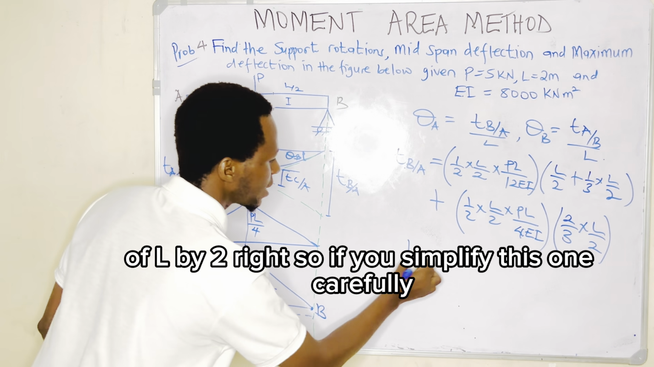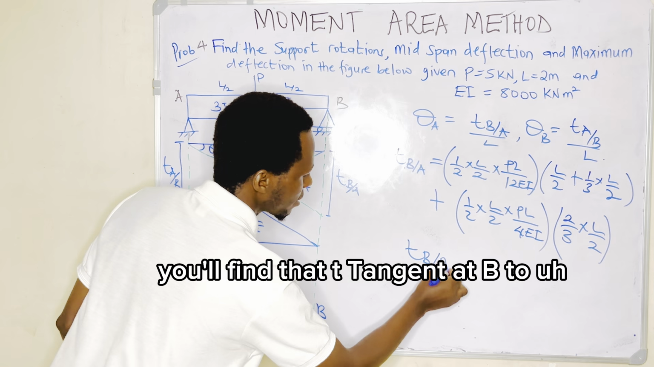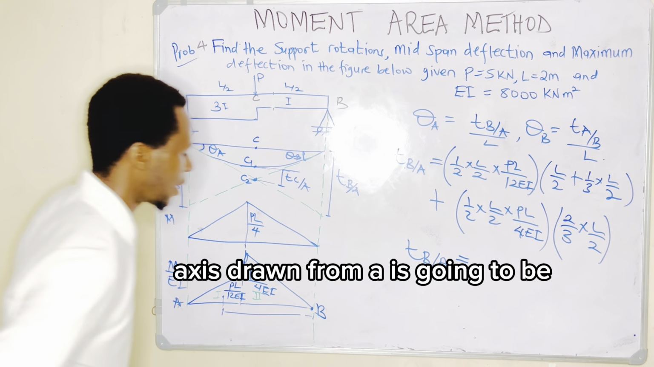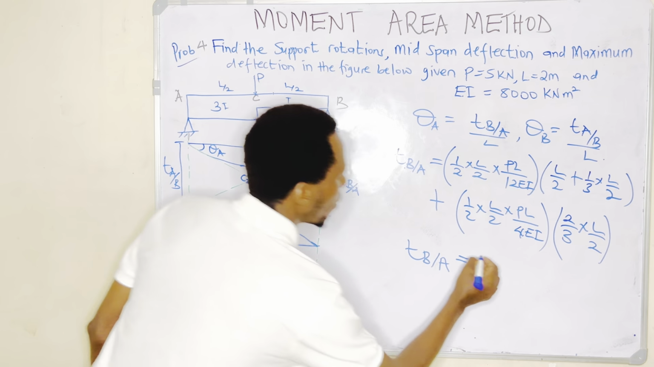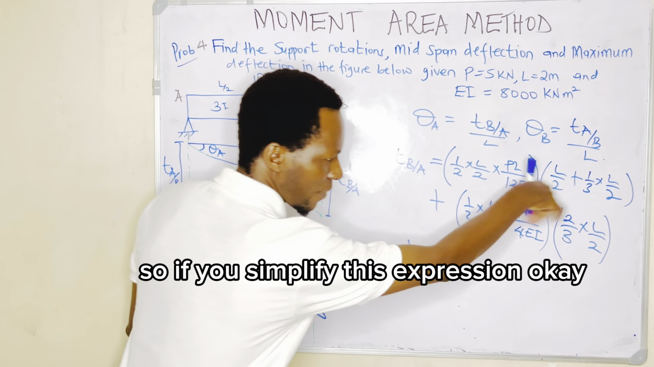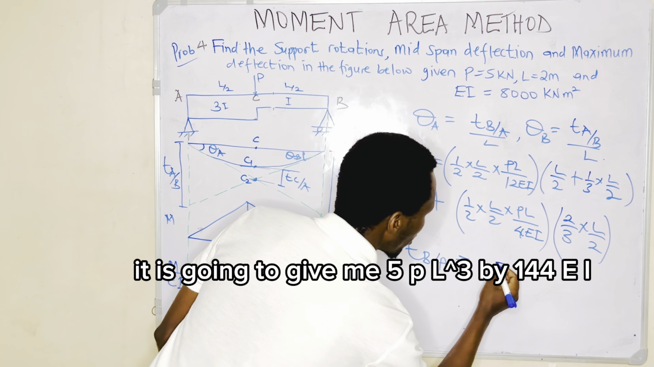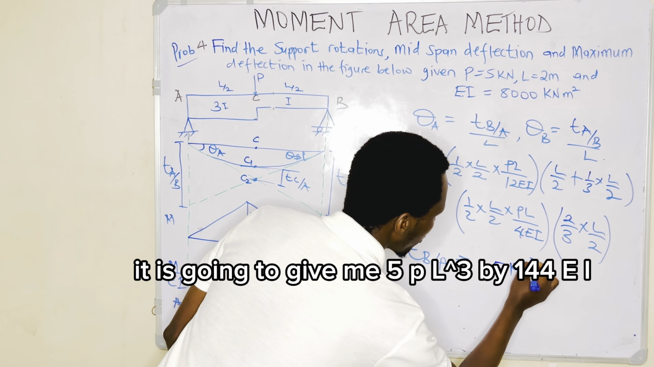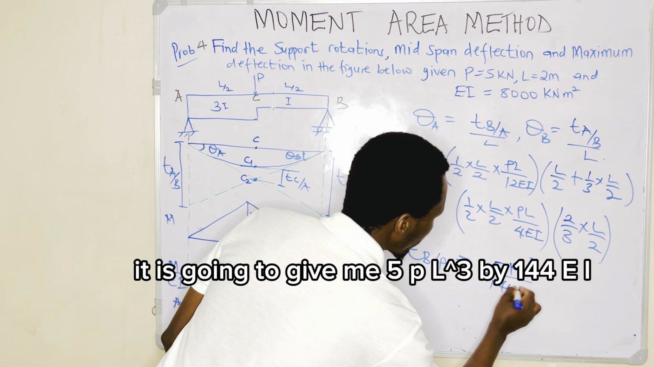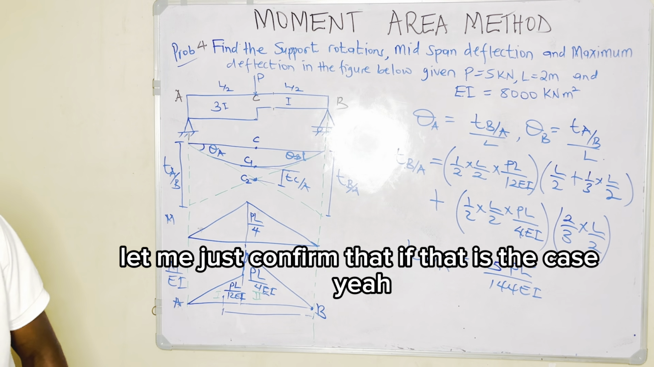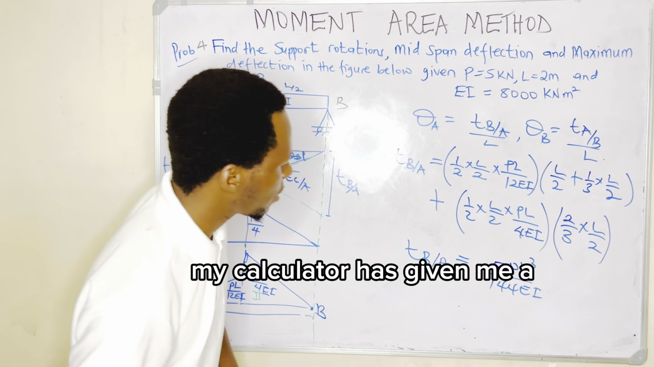So if you simplify this one carefully, you'll find that the tangent deviation at B due to the axis drawn from A is going to be, if you simplify this expression, okay, please verify that it is going to give me 5 PL cubed by 144 EI. Let me just confirm that if that is the case. Yeah, my calculator has given me that.